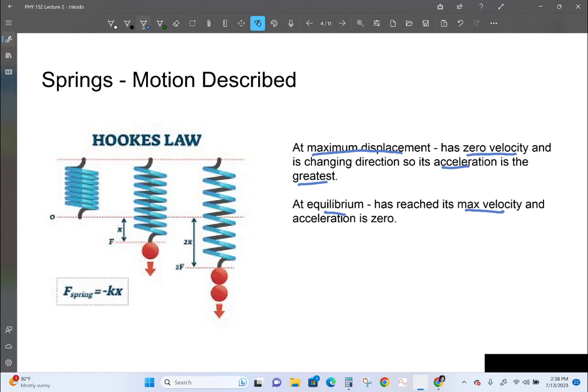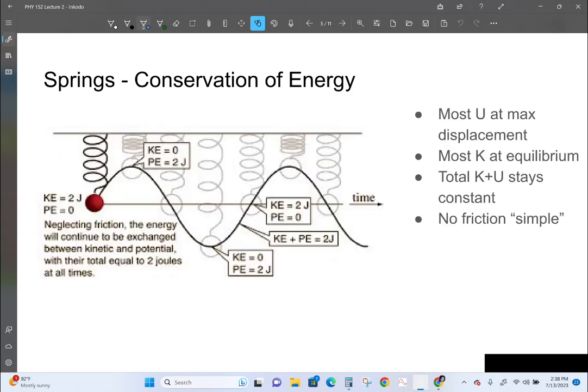So that means that it has the maximum amount of potential energy at its maximum points, and it has its maximum velocity or maximum kinetic energy when it reaches equilibrium. So it's going to go back and forth, but it's conserving it, right? So if it had 100 joules of kinetic energy at its equilibrium, it's going to have 100 joules of potential energy, because these are simple, which means that they have no friction in the systems.